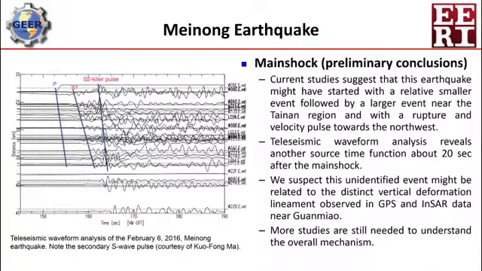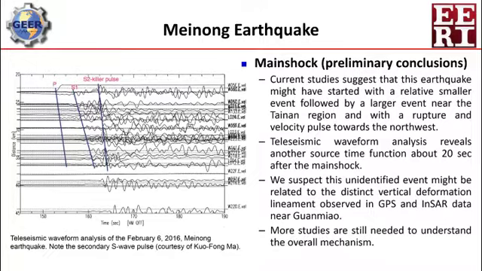So some of the seismologic aspects: it's believed that the earthquake may have started with a relatively small event, followed by a larger event near the Tainan region. And so it produced a rupture and a velocity pulse moving towards the northwest. The image on the left shows a teleseismic waveform analysis, which shows a secondary S wave or shock about 20 seconds after the initial shock.